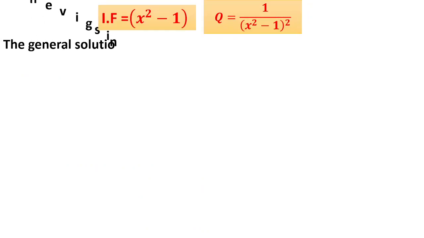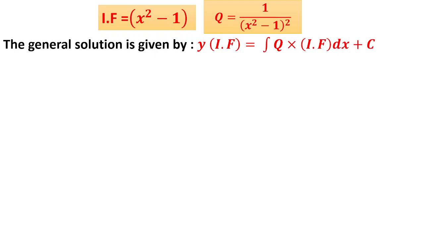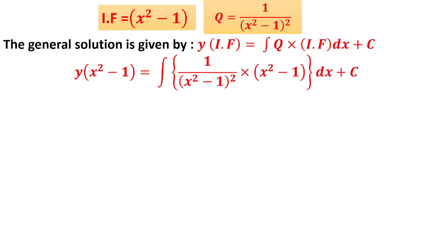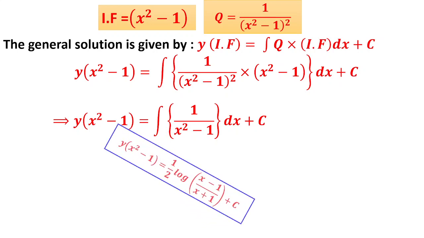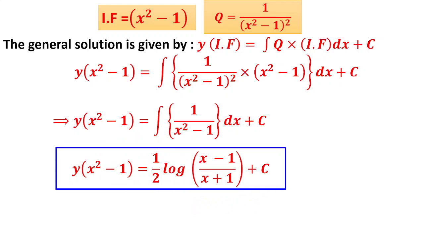Now I have got the integrating factor and q. Therefore, the general solution is y into integrating factor is integral q into integrating factor into dx plus c. Substitute: y into x square minus 1 is integral 1 upon x square minus 1 squared, q, into integrating factor x square minus 1. x square minus 1 gets cancelled, and you have integral 1 upon x square minus 1. Please recollect the formula: integral dx upon x square minus a square is 1 by 2a log of x minus a by x plus a. Therefore, it is 1 by 2 log of x minus 1 by x plus 1 plus c. You can divide the right hand side by x square minus 1 and give the answer also.